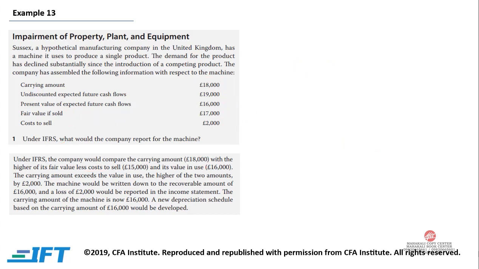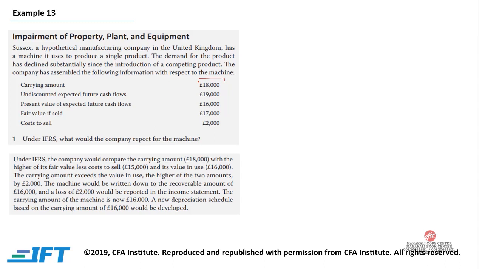We will start this example again. Example 13, impairment of property, plant and equipment. Sussex, a hypothetical manufacturing company in the United Kingdom, has a machine it uses to produce a single product. The demand for the product has declined substantially since the introduction of a competing product. The company has assembled the following information with respect to the machine. Now under IFRS, what would the company report for the machine? So we are given the carrying amount.